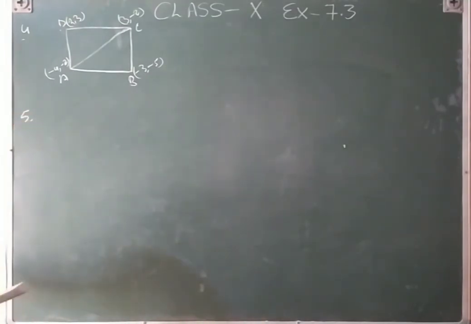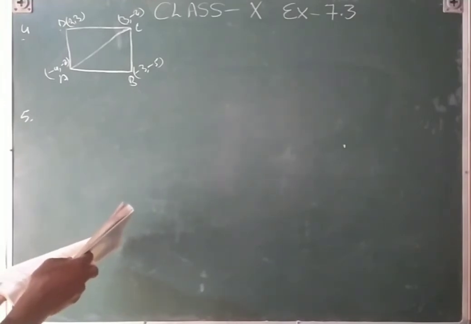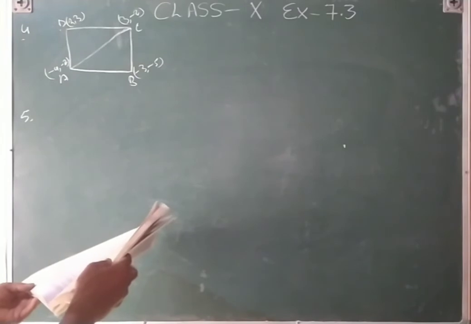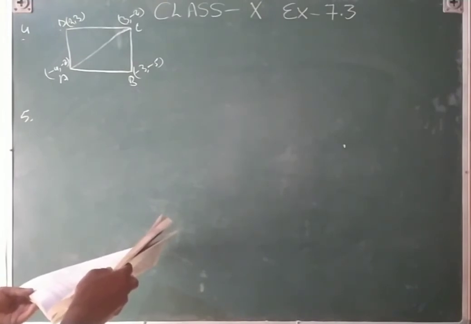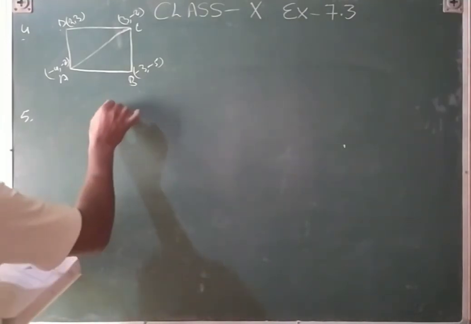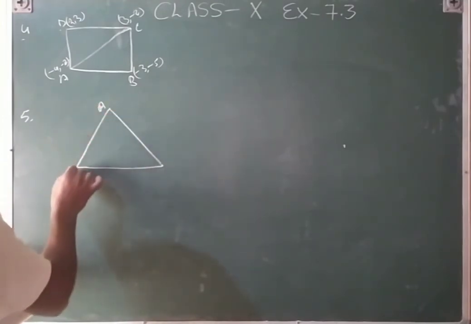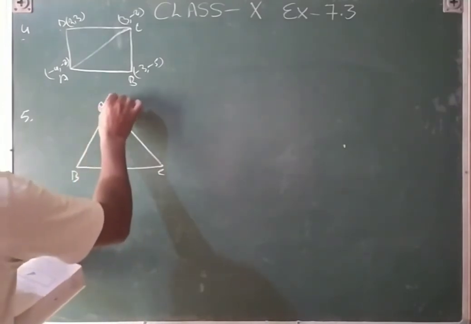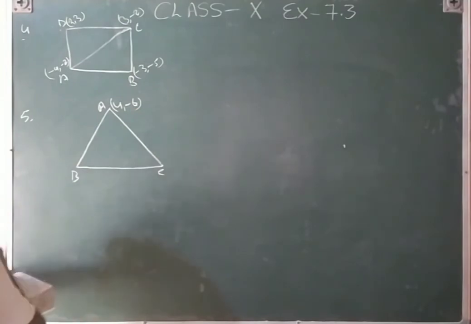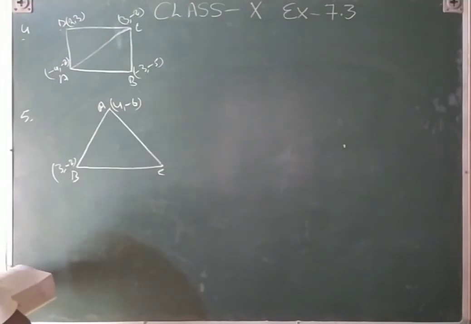Fifth question. You have studied in class 9th, chapter 9, example 3, that a median of a triangle divides it into two triangles of equal area. Verify that result for ABC whose vertices are these. So first of all we will draw the triangle ABC. A vertex is 4, minus 6, and then 3, minus 2, and then that is 5, 2.